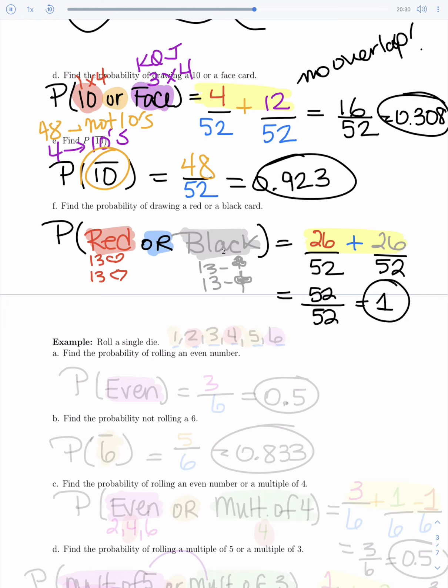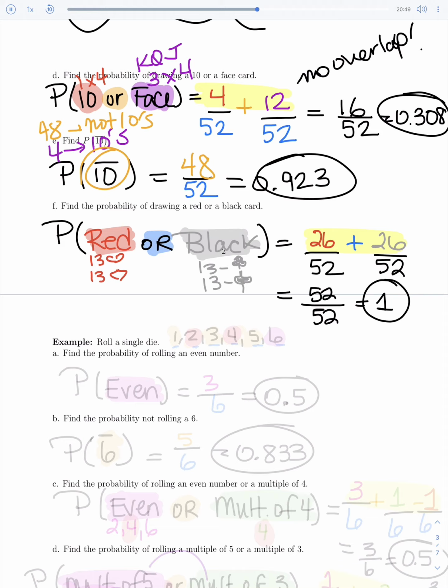What this means is you will definitely draw a card that is either red or black. That makes sense because all cards are either red or black, so you're either going to draw a red one or a black one. Your chances of that happening are 1 or 100%. That definitely makes sense. Let's take a look at a few more examples.